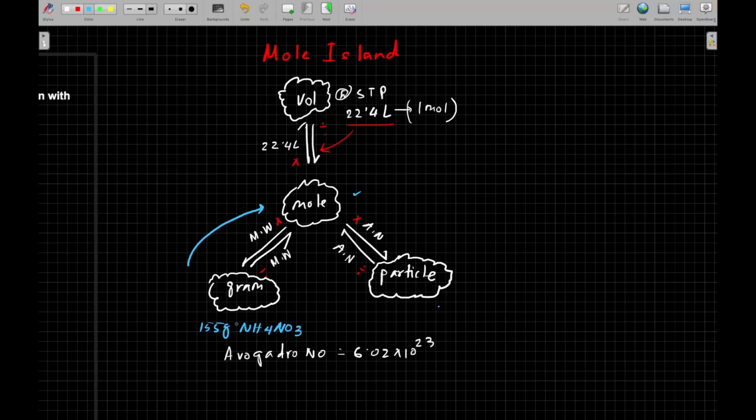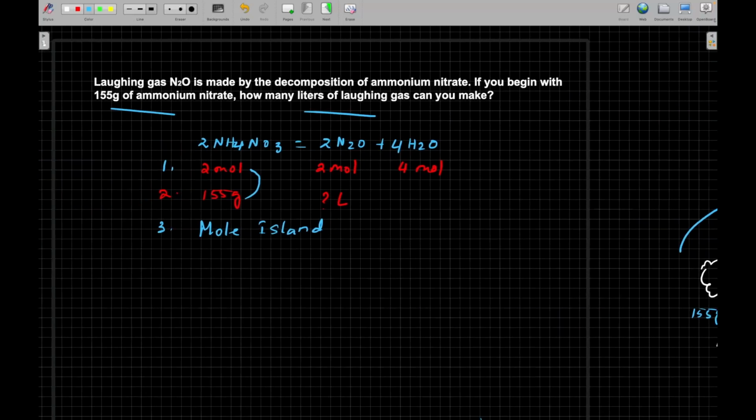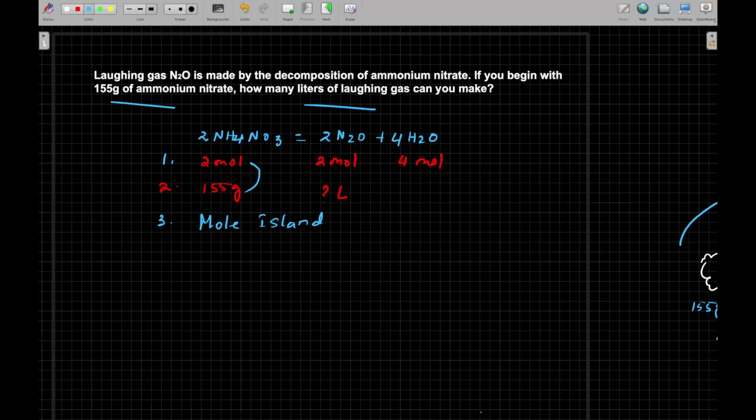And once we have the mole information of ammonium nitrate, we can easily calculate the product information, that is nitrous oxide in mole. But we need the volume information. By applying this conversion, we can easily get the volume information of the product formed. So it seems that it is going to be a multi-step process, but we are going to find the solution in a single step using the bridge technique.